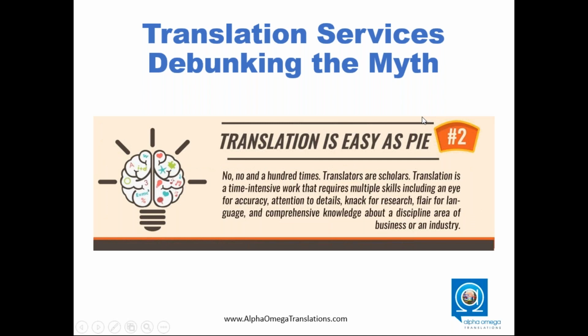The second myth of translation services is that translation is as easy as pie. No, 100 times no. Translators are scholars. Translation is a time-intensive work that requires multiple skills, including an eye for accuracy, attention to details, knack for research, flair for language, and comprehensive knowledge about a discipline area of business or an industry.